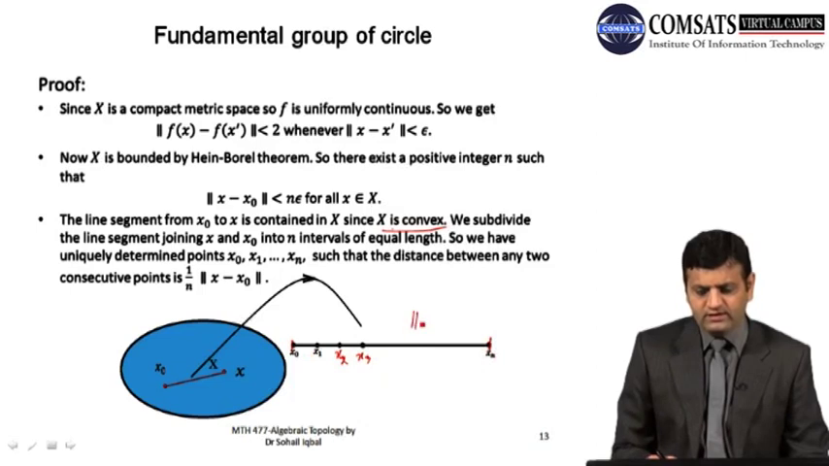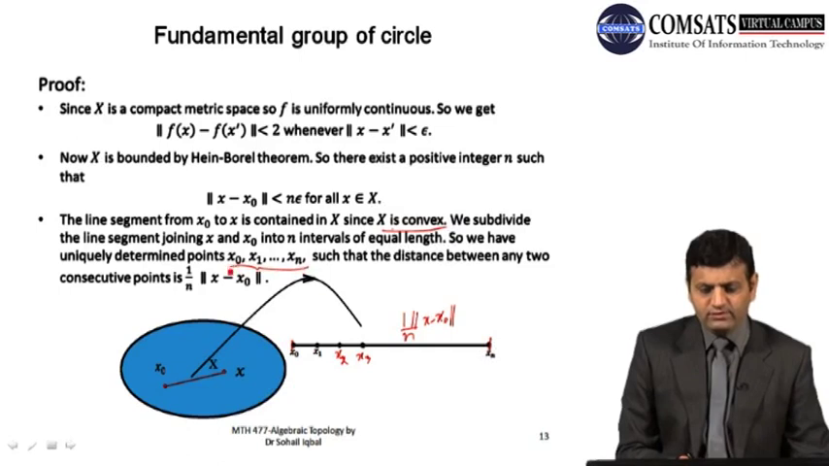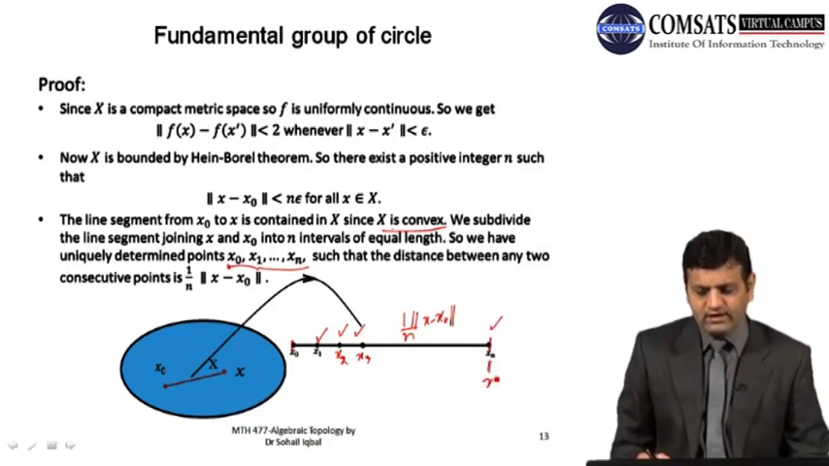So what is the length of this line segment? It is |x − x₀|. We have divided this into n parts, so the length of each interval is going to be (1/n)|x − x₀|. We can also determine these points, which are uniquely determined, because the condition is very clear that the line segment is divided into n parts, so these x₁, x₂, x₃ up to xₙ are going to be unique, and of course x₀ is the start and xₙ is equal to x.